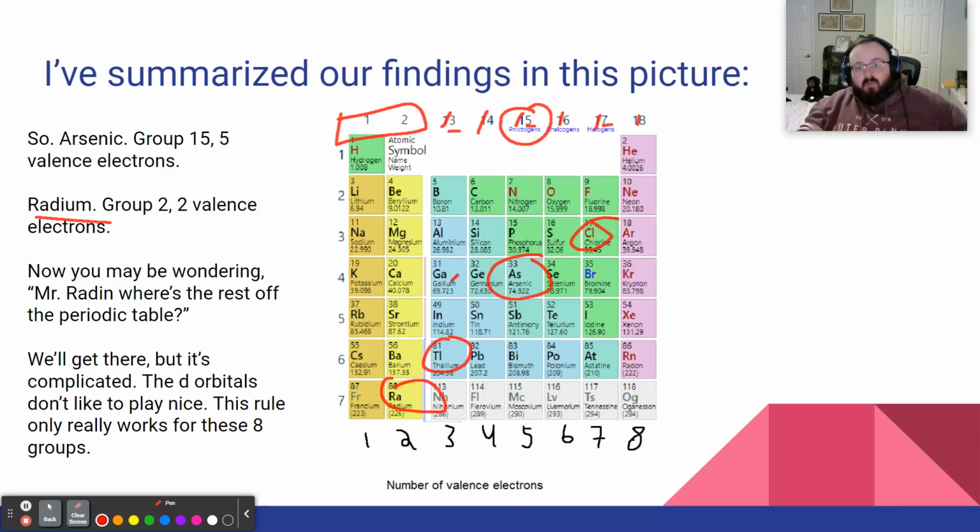And you may be wondering, where's the rest of the periodic table? I've mentioned this. We're going to talk about d orbitals a little bit. They don't have easily identifiable valence electrons because the d orbitals are weird. And I promise we will get to that. Alright.